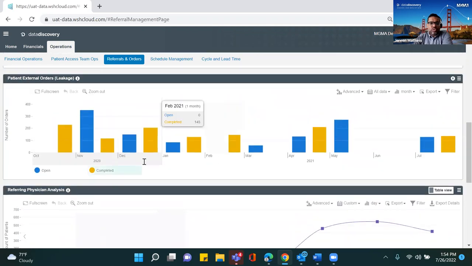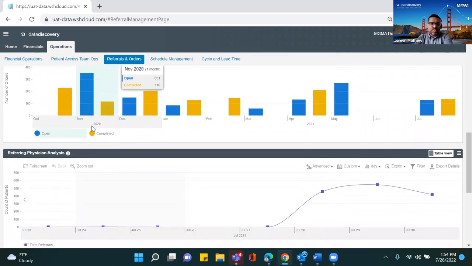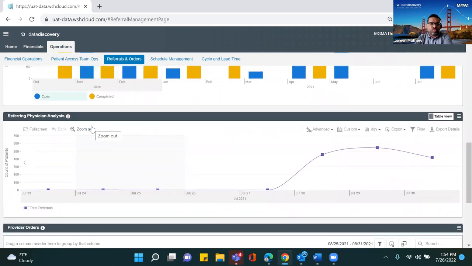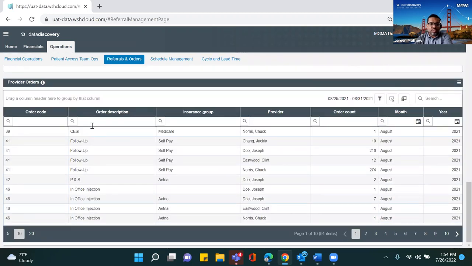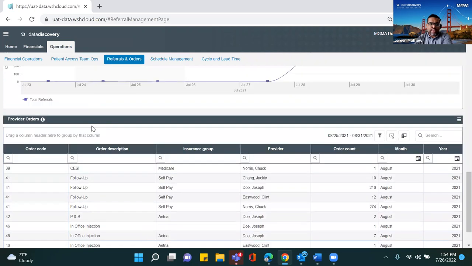And for patients who are going out, if there are external referrals happening, we cross-check how many of those are completed and tell you whether there is an opportunity to convert that into an internal referral. So we worked on some of that cross-checking as well.